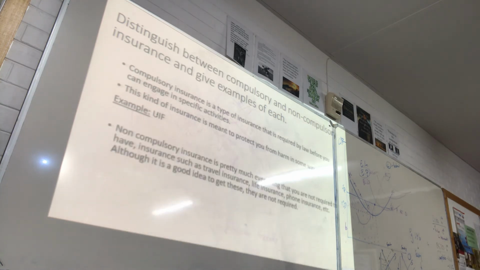Okay, let's carry on. Non-compulsory insurance, on the other hand, is pretty much everything that you are not required to have. So insurance such as travel insurance. Life insurance is actually not compulsory because not everybody has to have it. Phone insurance and any other examples you can think of. I gave you quite a bit of different types of insurances.